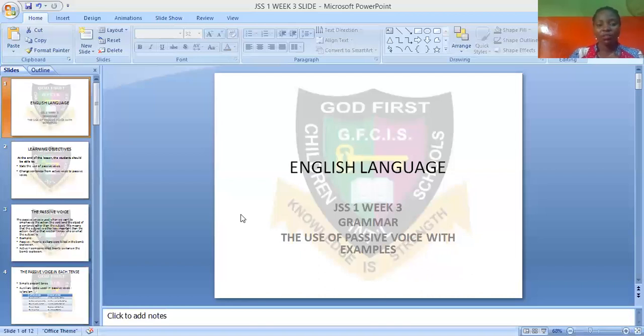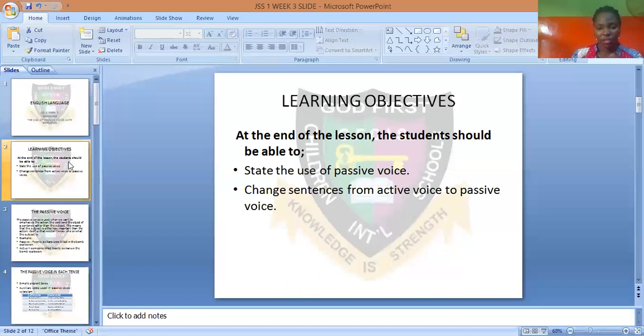So, at the end of this lesson, you should be able to state the use of the passive voice. Also, you should be able to change sentences from active voice to passive voice.